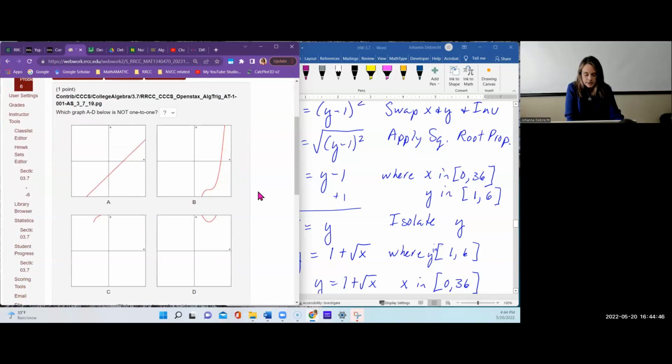Let's take a look now at these graphs. I'm not real sure what's going on with these graphs down here. You can't hardly see the graph. I'm hoping when I click on them, they get bigger.